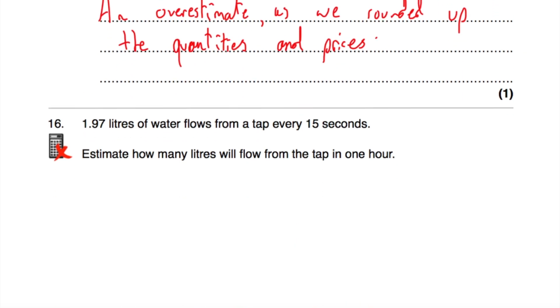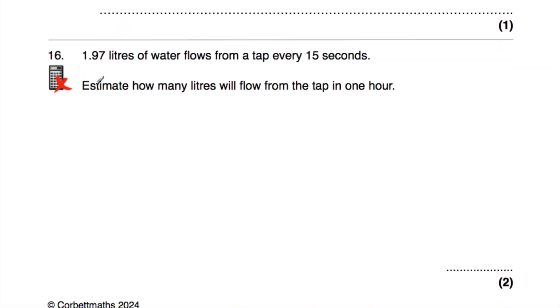Okay, let's look at our next question, question number 16. Question number 16 says 1.97 litres of water flows from a tap every 15 seconds. And we've been asked to estimate how many litres will flow from the tap in 1 hour. So let's first of all look at these quantities. It's 1.97 litres of water flows from the tap every 15 seconds.